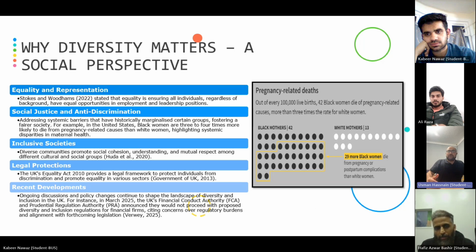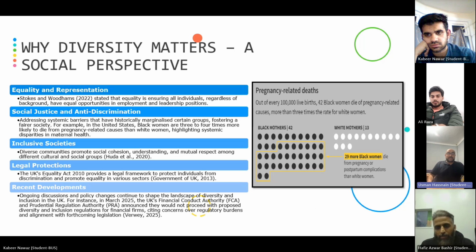Historically, if we shed a light on American society, the death rates from pregnancy-related causes are about 42 out of 100,000 for black women, while that of white women was just 13, which is actually an inequality in their healthcare system. Thirdly, an inclusive society benefits everyone. Diverse communities foster social cohesion, mutual understanding, and collaboration across different cultures and social groups.